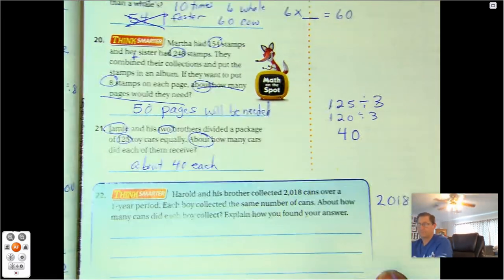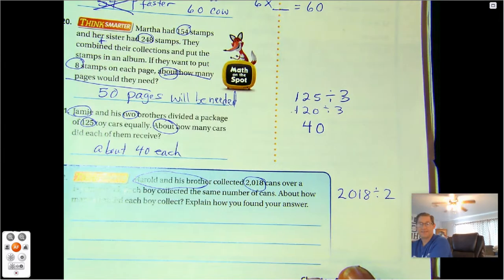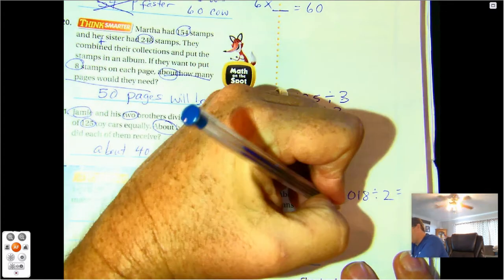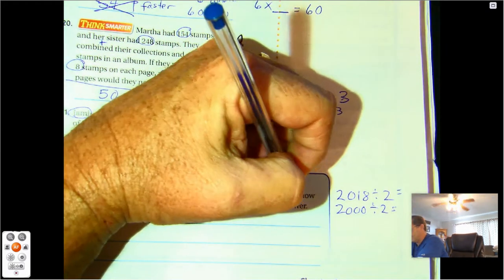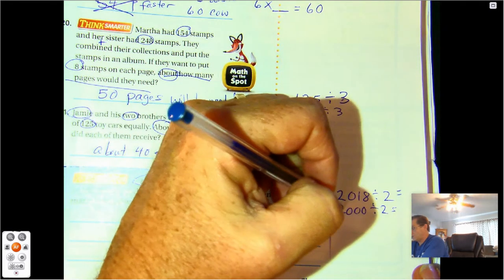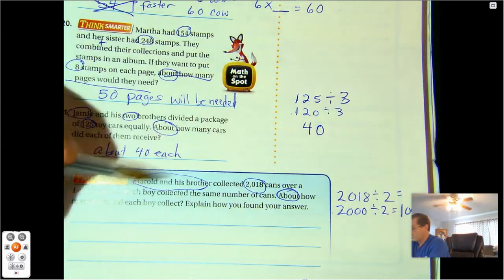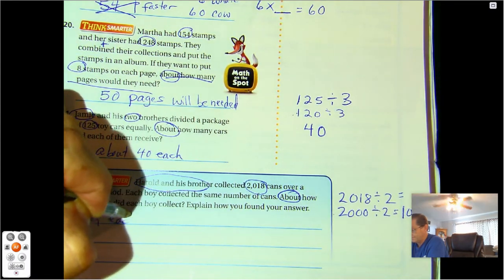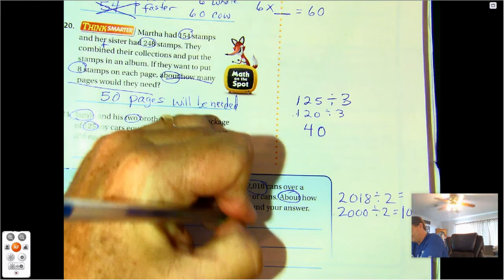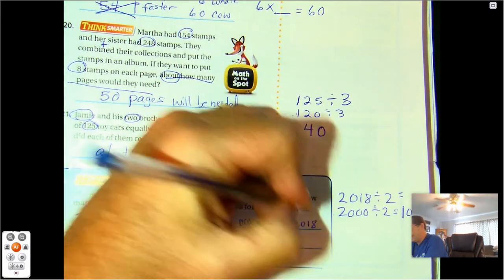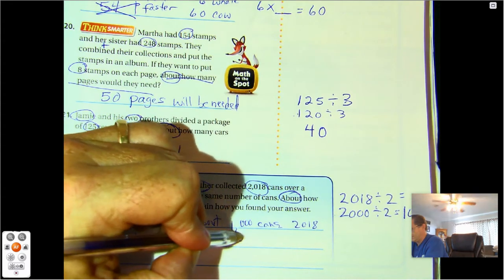So two people, Harold and his brother. And we have 2,018 cans. They each collected the same amount. So we're just going to change that to 2,000 divided by 2. Because it says find about how many. Well, 2 divided by 2 is 1. So 1,000. So they each collected about 1,000 cans. 2018 is close to 2,000. So 2,000 divided by 2 is 1,000.